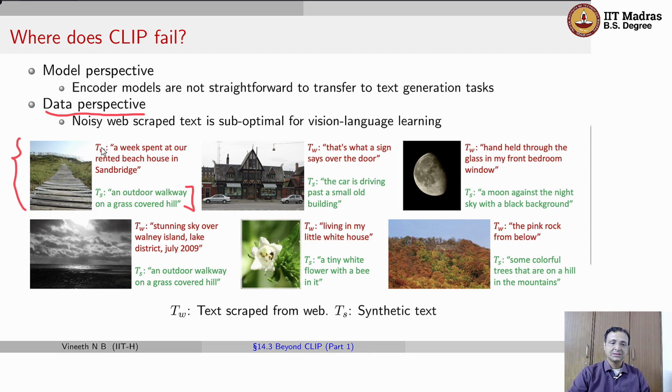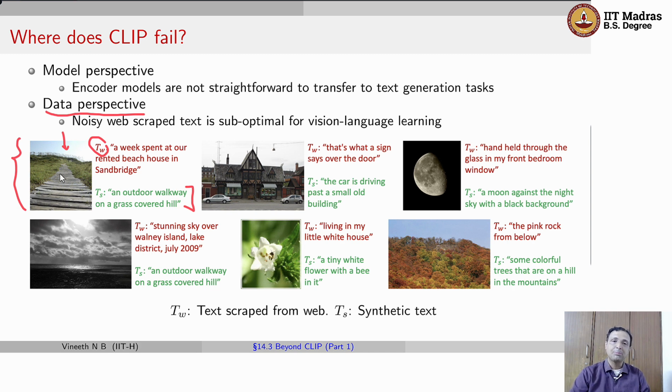If you notice, the web scrape text for such an image states, "a week spent at our rented beach house in Sandbridge." The issues with scraping from the web are a few. One, people could have written an article and posted an image along with that article. So the text may not exactly correspond to the image, but may be about a story around the image.